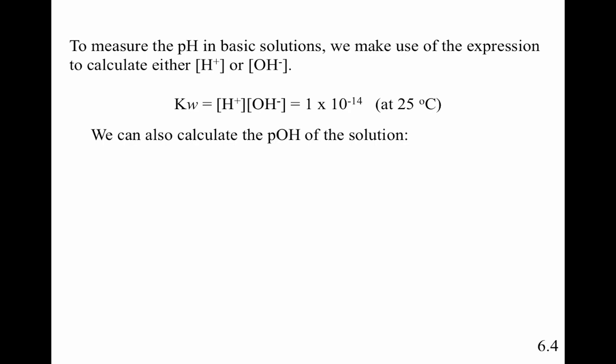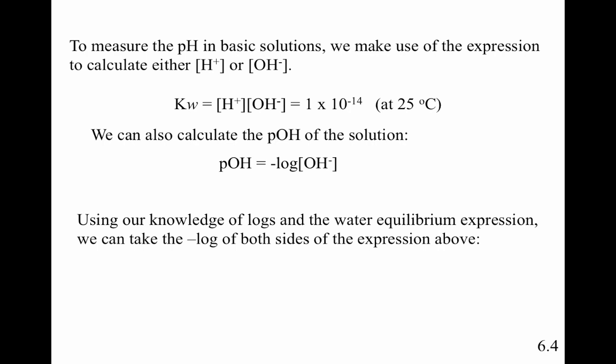We can also calculate the pOH of a solution. So P means negative log. pOH is just the negative log of the hydroxide concentration. Using our knowledge of logs and the water equilibrium expression above, we can take the negative log of both sides of the above expression and see that negative log of H+ times OH- is equal to negative log of 1 times 10 to the minus 14. Once we do the math, we see that the pH plus the pOH equals 14. This expression makes it easier to calculate pH and pOH for acids and bases.